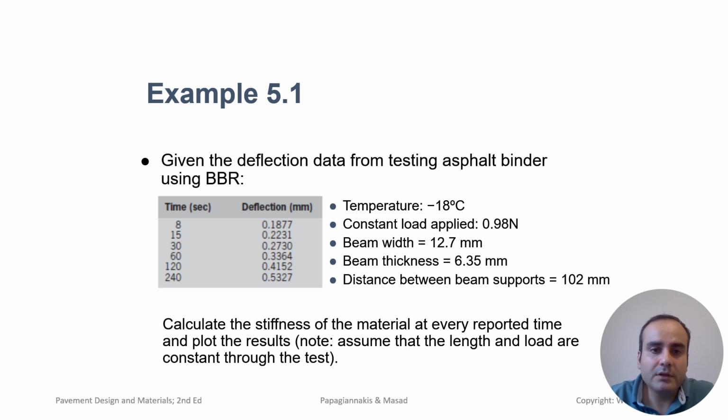In this example, we learn how to calculate the stiffness of the material at every repeated time using the equations in previous slides. So we have information on the deflection of the specimen and the time of the test. There is also other information about temperature, load applied, beam width, beam thickness, and distance between beam supports. Basically, that is the beam length.